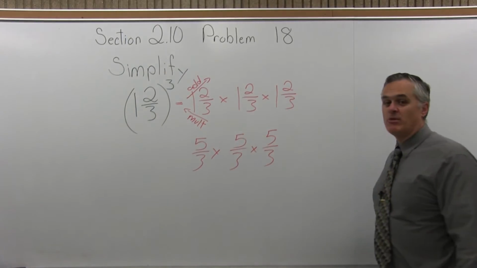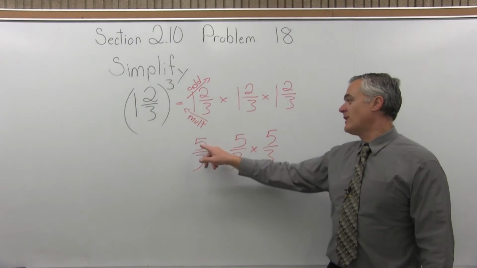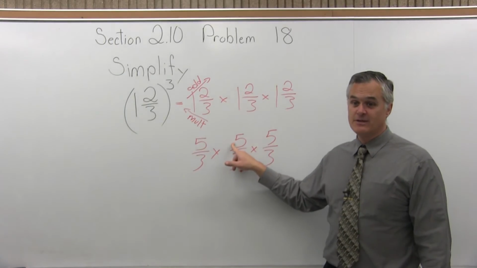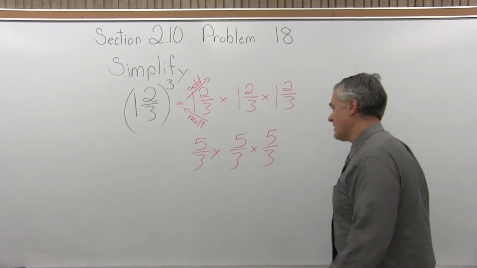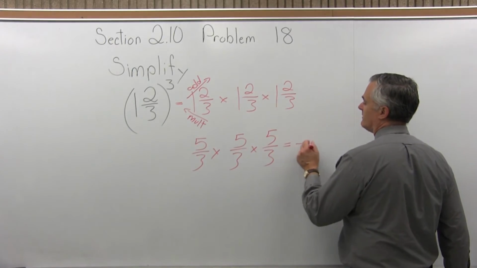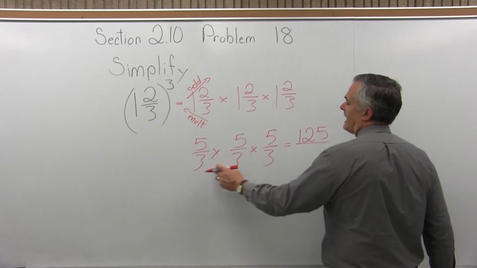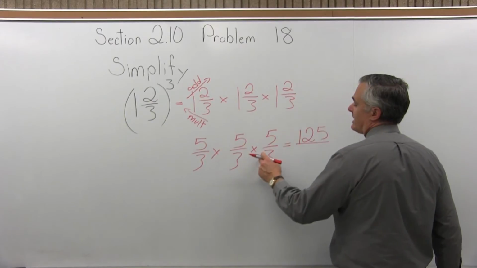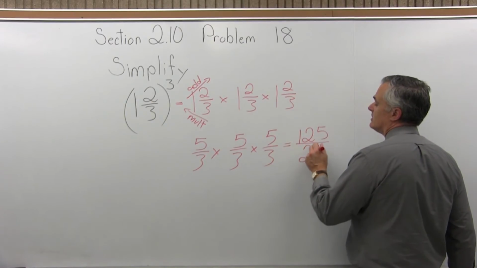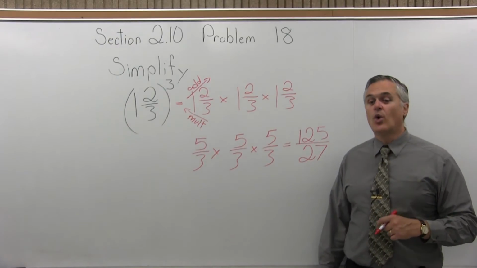And now I can do that multiplication. So for the numerators, 5 times 5 times 5. Well, 5 times 5 is 25. And then 25 times the third 5 would be 125. 5 times 25 is 125. And then for the denominators, 3 times 3 is 9. 9 times 3 is 27. So I have 125 over 27.